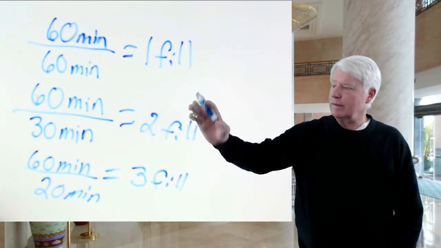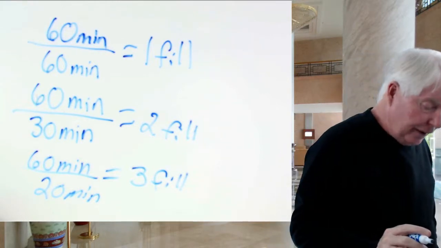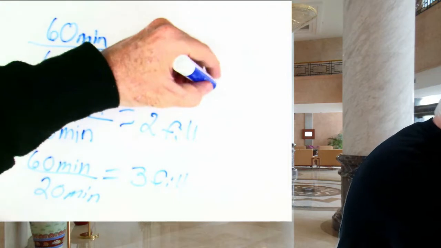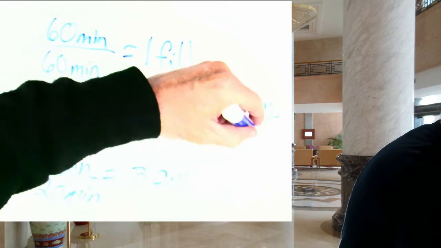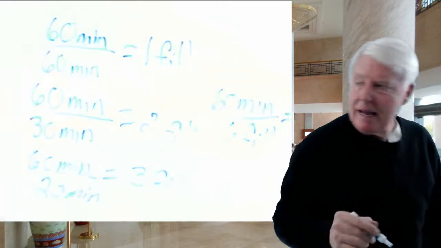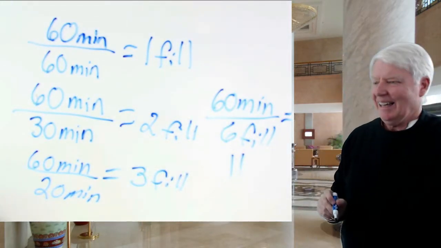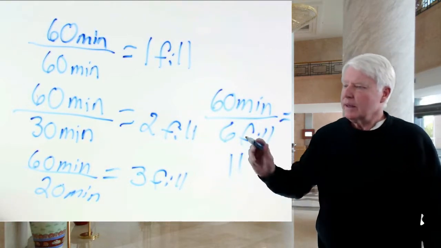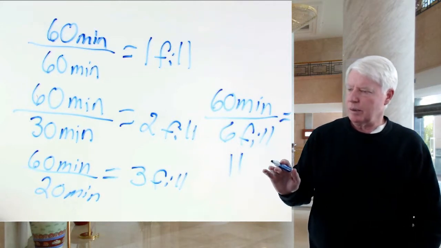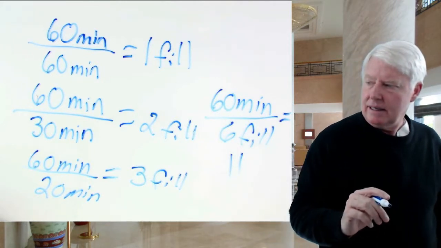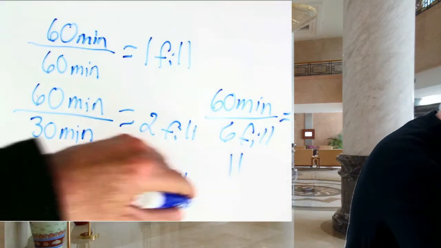Then we add these up, 1 fill, 2 fills, 3 fills. So 6 fills. So in an hour, we can fill it 6 times. So in 60 minutes, we can fill it 6 times, 6 fills. Then you do the math on that, and I'm going to have to draw my equal sign down here, by the way, because I ran out of room. So 60 divided by 6 is 10. And this is fills per minute, so it ends up being 10 minutes per fill.